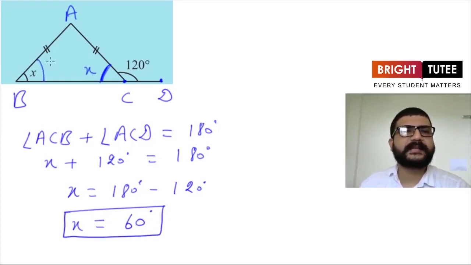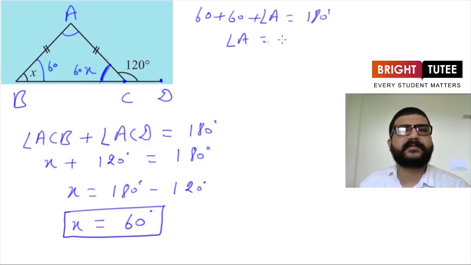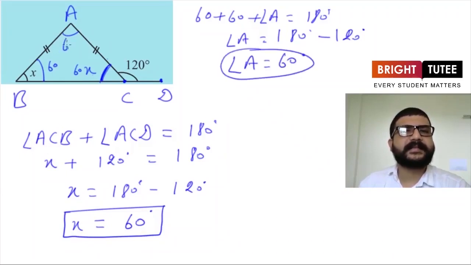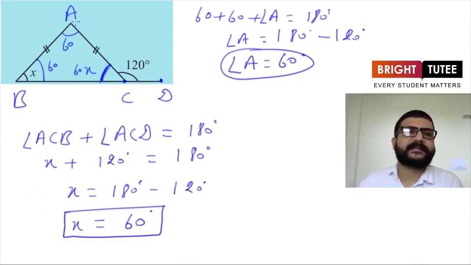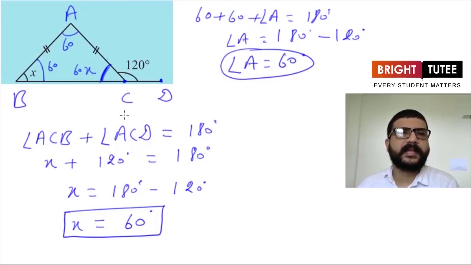So two of the angles are 60 degrees each. What can we say about the third angle? Two angles are 60, so 60 plus 60 plus angle A is equal to 180 degrees. From here angle A will be equal to 180 minus 120 degrees, which is again 60 degrees. So angle A is also 60 degrees. Now can you tell what kind of triangle it is? In which triangle do we have all the sides equal and all the angles equal? It is an equilateral triangle. So the triangle given is an equilateral triangle. But we have to find only the value of x, and that is 60 degrees.